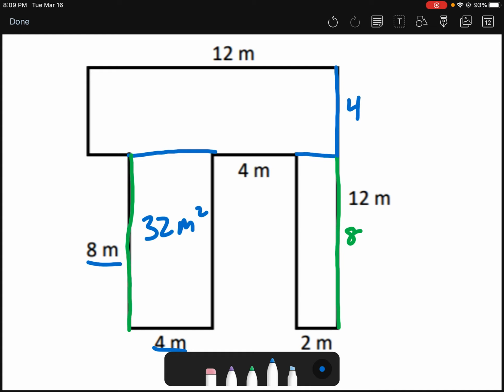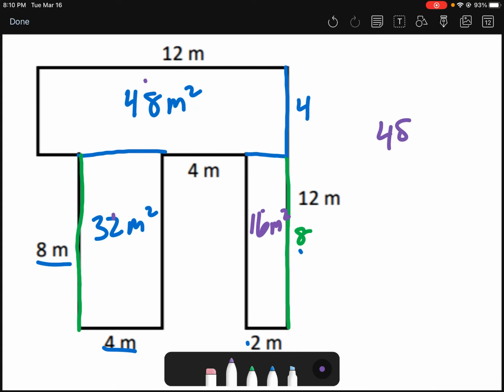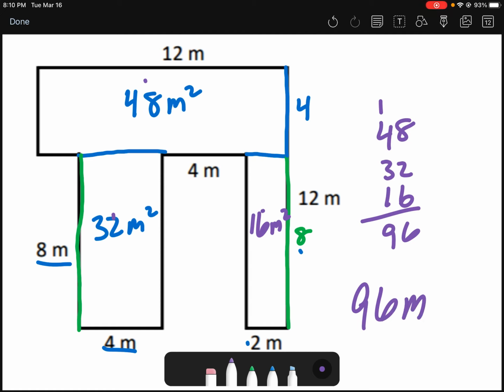So then I have 12 times 4, or 48 meters squared. Now I still have this little box in here, but I know that this one's 8 and this one's 2. So multiplying them together, you get 16 meters squared. Now I can go ahead and add up these three numbers: 48, 32, and 16. Carry the 1. It's 2, 6, 9, 96 meters squared.